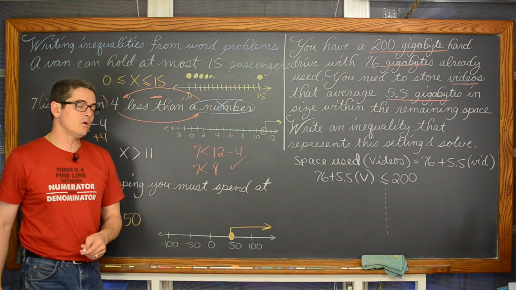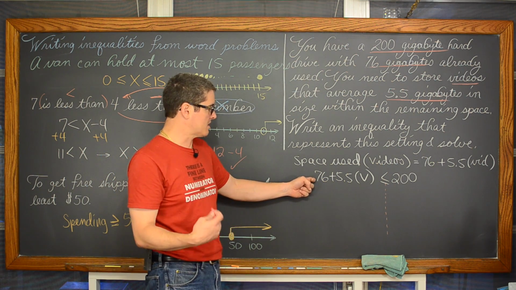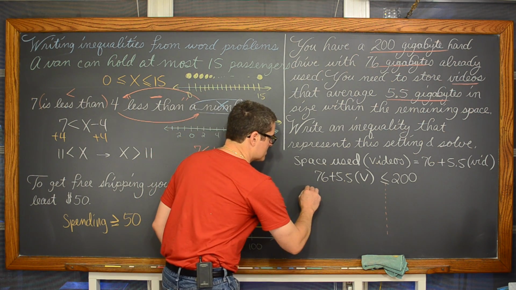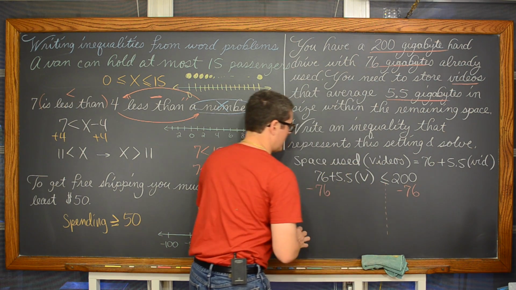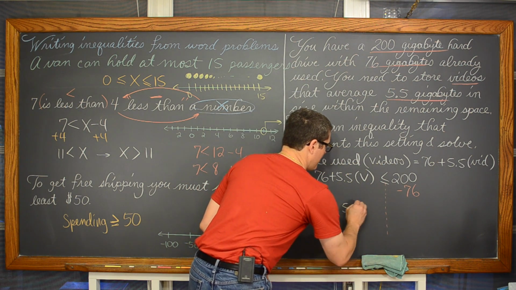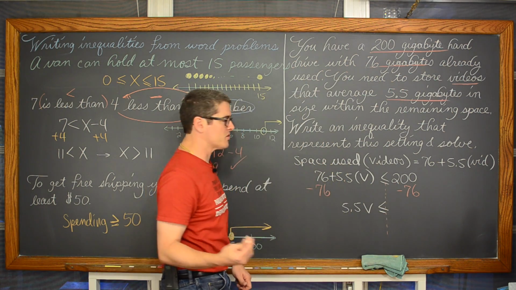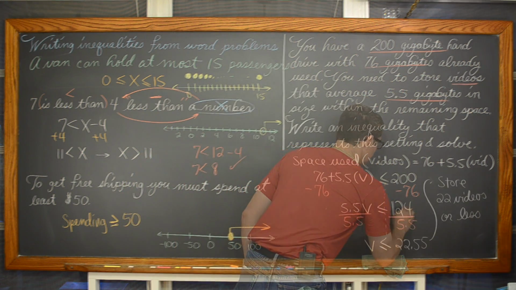We need to get them alone. On the left side here, we have an addition, a positive constant, an addition of 76. We're going to undo that, apply an inverse math operation, which is going to subtract 76 from both sides. We get 5.5v is less than or equal to 200 minus 76, which is 124.